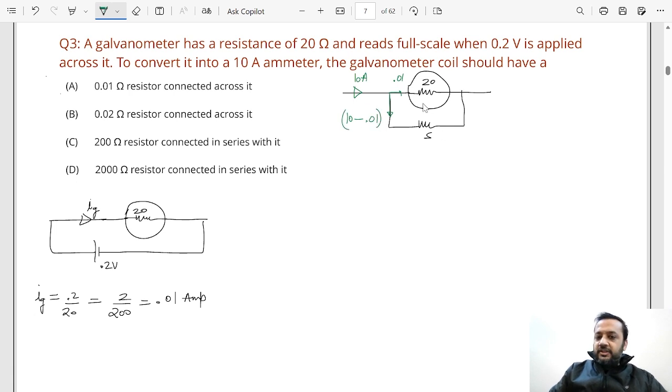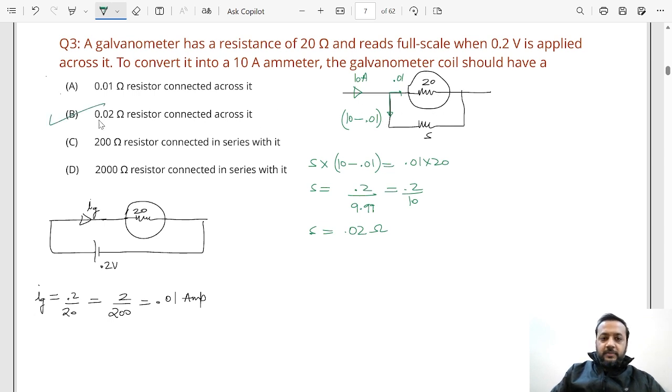Now you can very well see that shunt and galvanometer are in parallel. That means potential difference across shunt, which is (10 minus 0.01) times the shunt resistance, should be equal to potential difference across the galvanometer, which is 0.01 into 20. So from here the value of the shunt comes out to be 0.2 upon 10 minus 0.01, which is 9.99. Now approximately this can be treated as 10 only for the calculations. That means this becomes 0.02 ohms. Hence the shunt, which is 0.02 ohms, should be connected in parallel across the galvanometer. So option B is the correct answer for this question. I hope you would have understood.